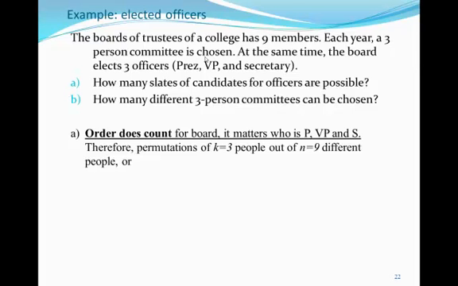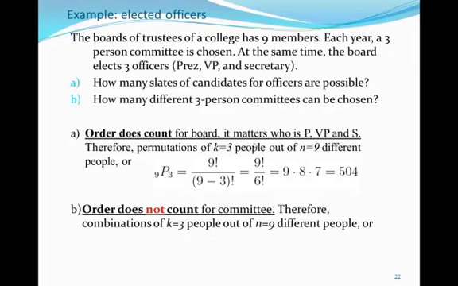So here, order does count for the board. It matters who is president, VP, and secretary. Therefore, it is the permutation of k equals 3 people out of n equals 9 different people, which is 9P3. So it's 9 factorial divided by (9 minus 3) factorial, which is 9 factorial divided by 6 factorial, which is 9 times 8 times 7, which equals 504.